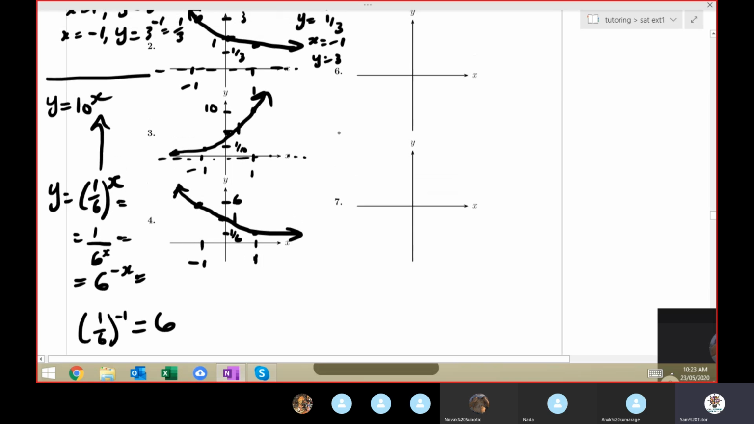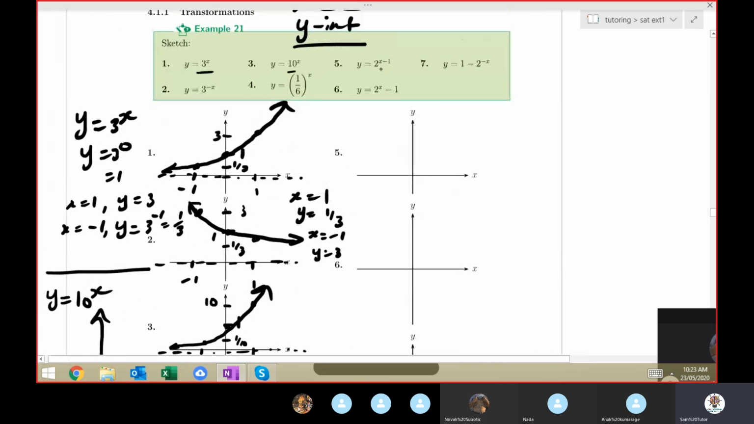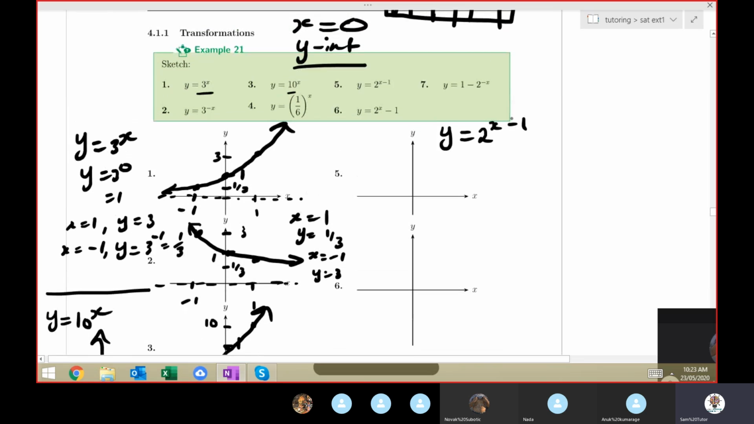Okay, interesting. Let's do another one. 5. Y equals 2 to the x minus 1. Okay, what happens this time when I'm trying to find my y-intercept? So what happens when I sub in x equals 0? Well, you'll get y equals 2 to the power of 0, take away 1. Okay, so which is a half, right? Or negative 1 is a half. So now you know, hey, this has been moved a little bit actually. It's at a half now.